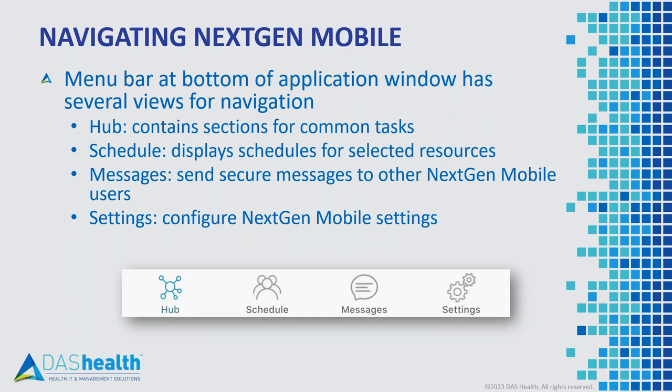The next view is schedule. This schedule view will allow for displaying the daily schedule for selected resources. The third view is messages. Messages is going to allow a mobile user to send and receive secure messages. This can be with other NextGen Mobile users, and you even have the ability to bring in external users. We'll dive into what that looks like. And then the final view in this menu bar is settings. That's going to give the user the option to customize their NextGen Mobile app. So let's dive deeper into each of these views and see how you can use these to make your providers more productive.